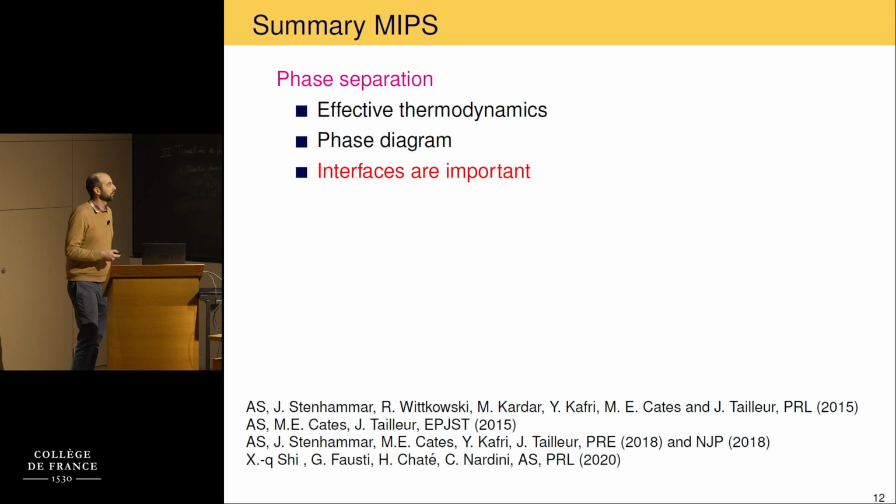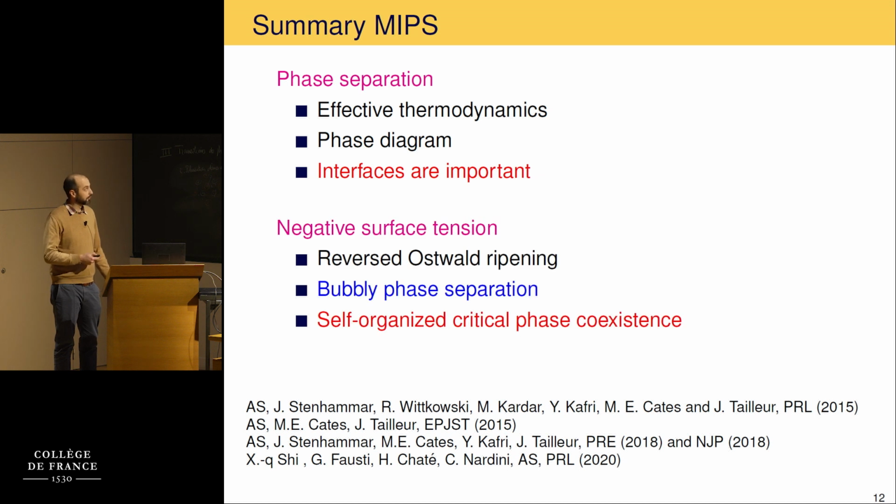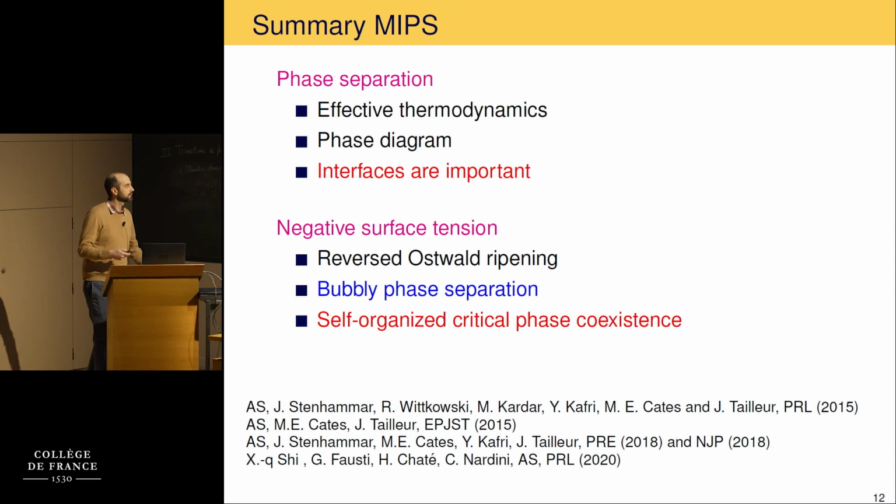Okay, so that's what I wanted to tell you about MIPS. So you have a phase separation, rather classic, because we can even define an effective thermodynamics to understand the phase diagram, with the only difference that the phase diagram depends on the interface. But on top of that, you have negative surface tension that gives you a reversed Ostwald ripening, a bubbly phase separation, and ultimately this self-organized critical phase coexistence and a very large scale microphase separation.